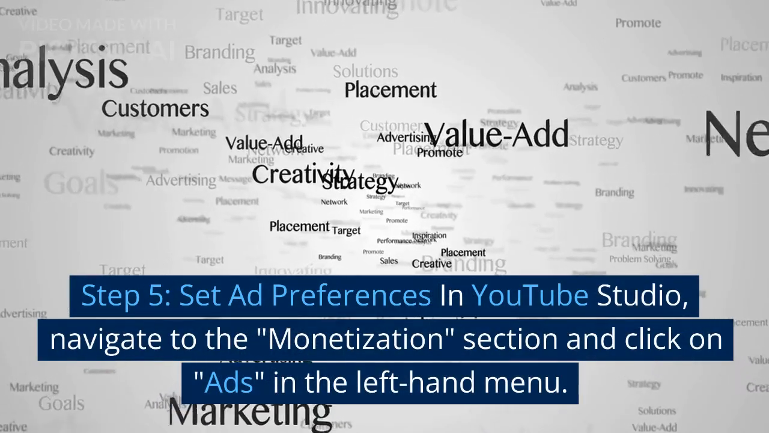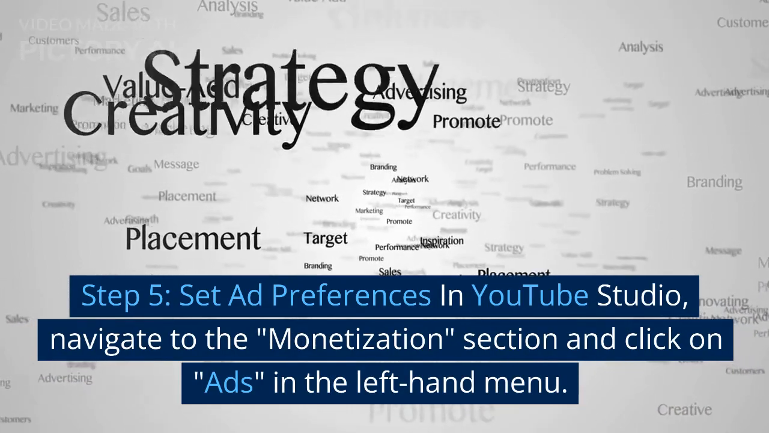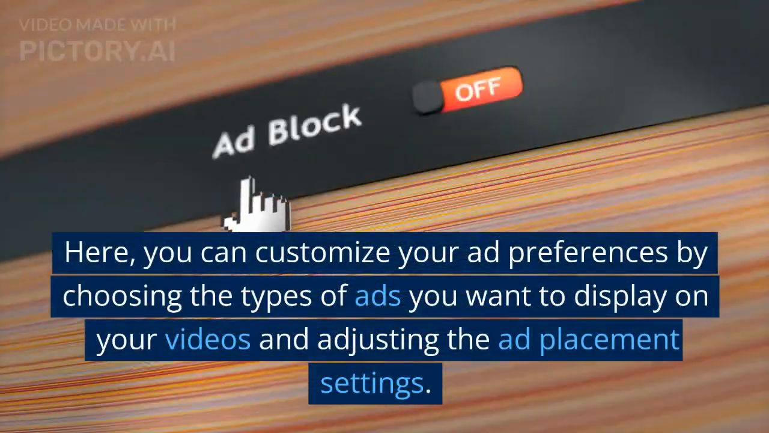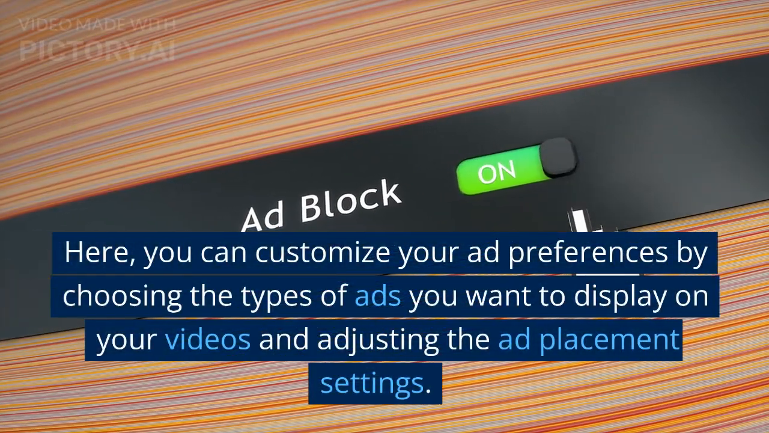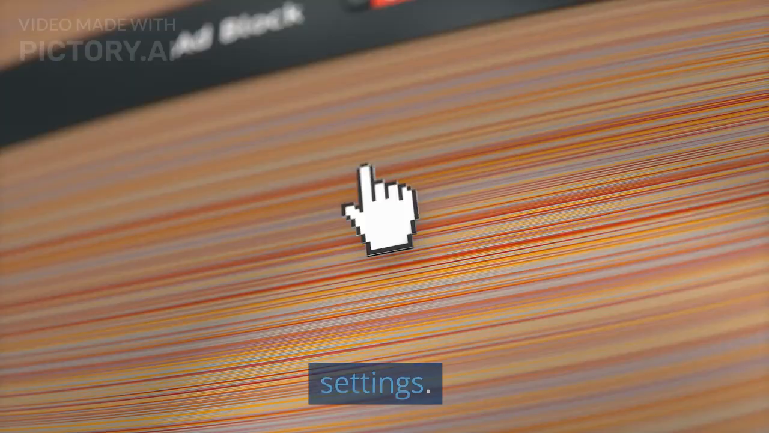Step 5. Set ad preferences in YouTube Studio. Navigate to the Monetization section and click on Ads in the left-hand menu. Here, you can customize your ad preferences by choosing the types of ads you want to display on your videos and adjusting the ad placement settings.